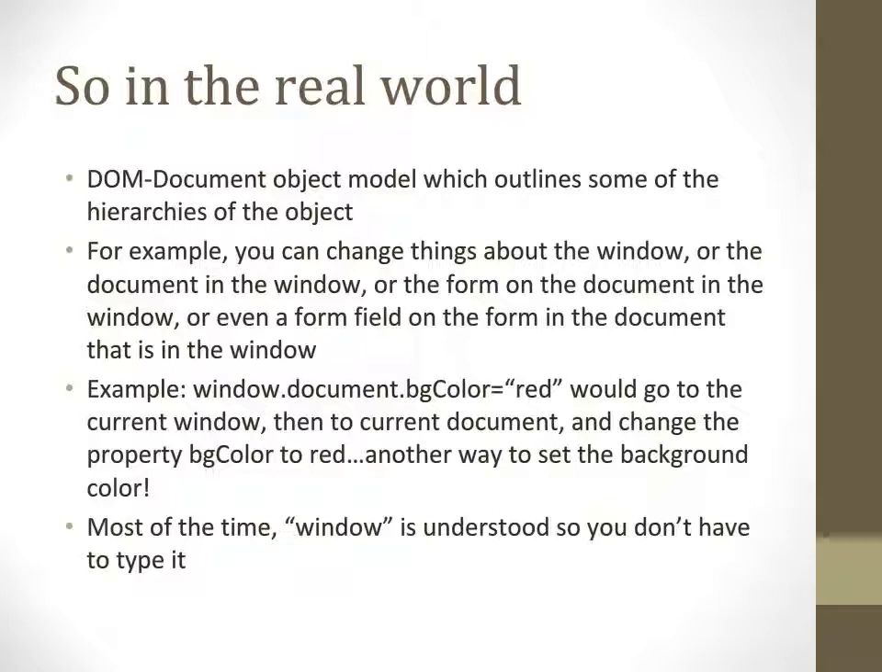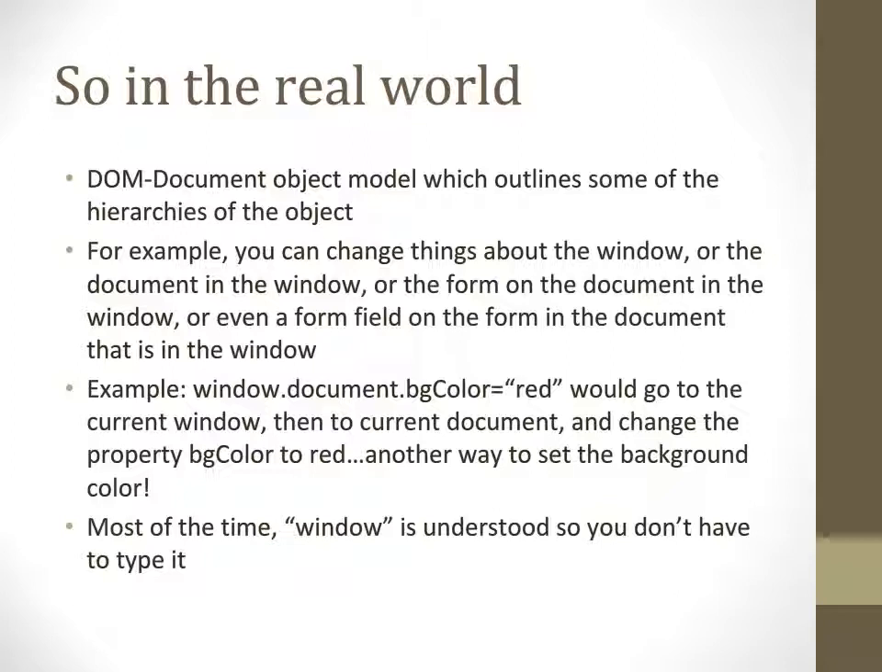So for example, you could change something about the window, but the window also in the browser will contain a document. On that document we might have a form, and we might want to change something about that form. Or the form itself is going to have form fields like drop-down menus and text boxes and things like that. We might want to read values off of that form, or we might want to change the values on that form. And so we have to understand how the document interacts throughout the whole object model.